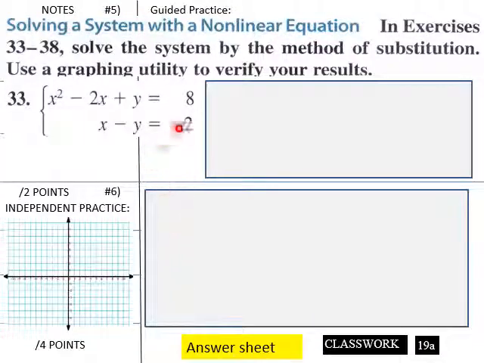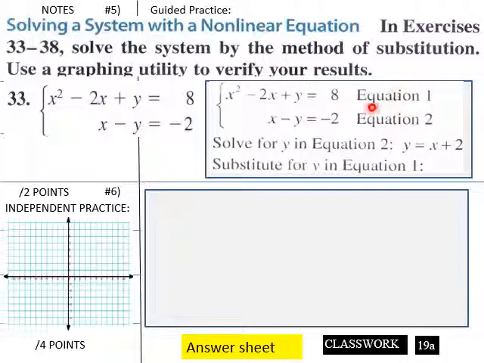Okay, let's try one. So, solve the system by the method of substitution. Use a graphing calculator to verify your results. So here's our system here. So how will we go about solving this thing? Okay, equation 1, equation 2. Solve for y in equation 2. That looks simple. So when we do that, y equals x plus 2.